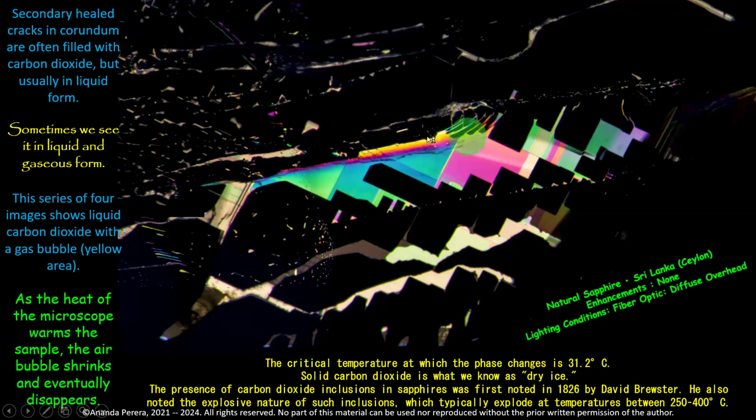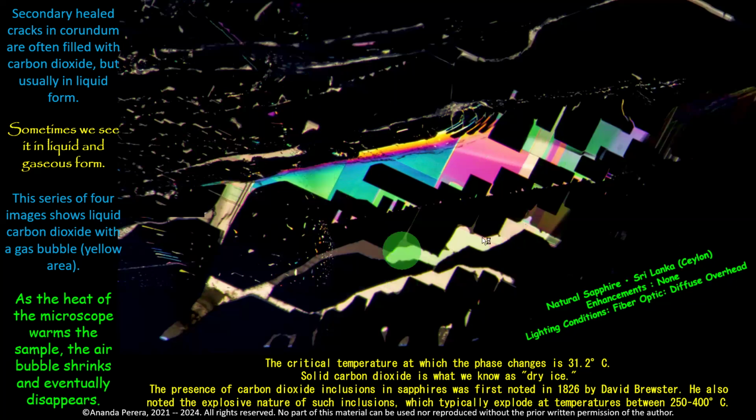This yellow area is gas bubbles. When we watch this through the microscope, a little heat may be there. So it warms these solid or liquid carbon dioxide bubbles and makes them disappear. So it changes the state, liquid or solid state, to gaseous state. So this is a gas bubble. And look at this series, very beautiful.